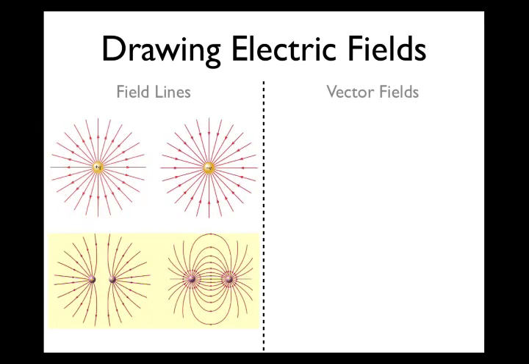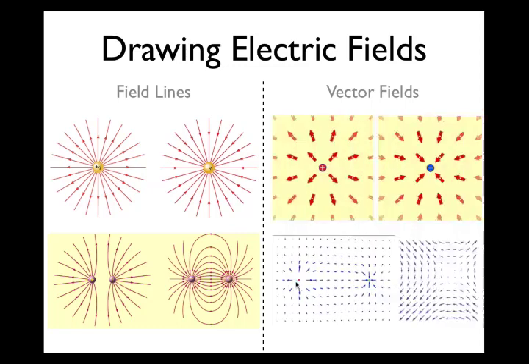So if you have a field line diagram, they often look like this. So this is an electric field representation around a positive point charge. This one is around a negative point charge. And then the field gets more complicated if we have, say, two positive point charges or a positive and a negative point charge. Vector fields look a little bit different when we draw those maps.